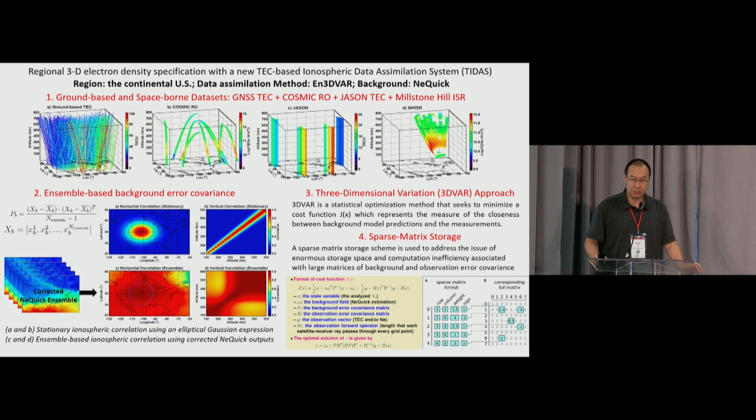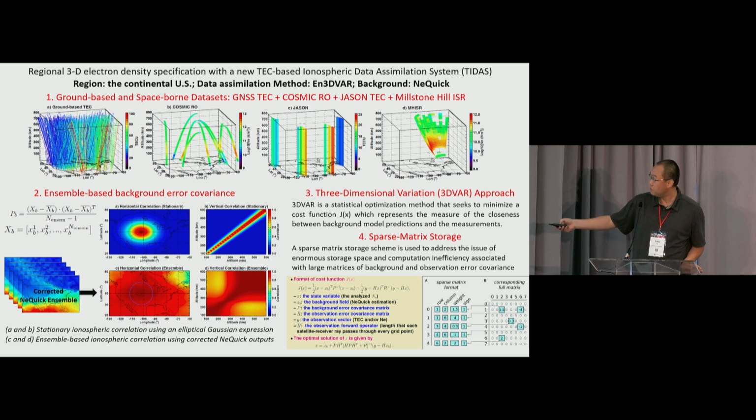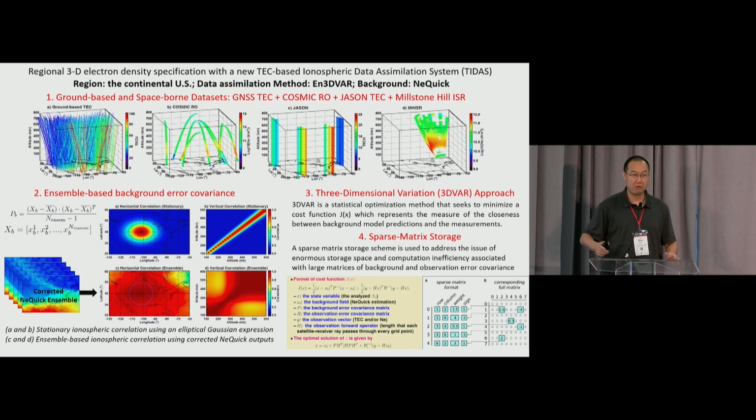So in many prior studies, this background error covariance matrix is usually expressed as a function of ionosphere correlation length. They are expressed in the form of an elliptical Gaussian-like distribution, such as these two. So this is the horizontal ionosphere correlation length, and this is the vertical ionosphere correlation length. However, in reality, especially during space weather events, the ionosphere correlation length can be more complicated, and the background covariance matrix can be even more complicated.